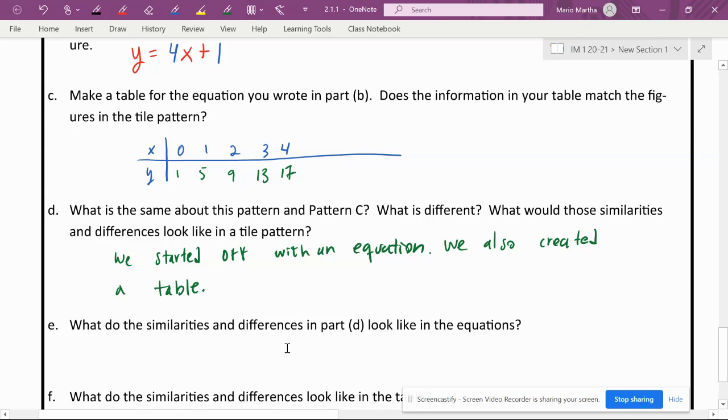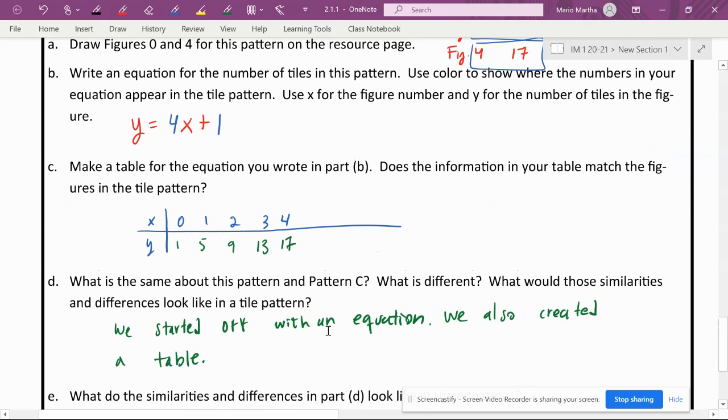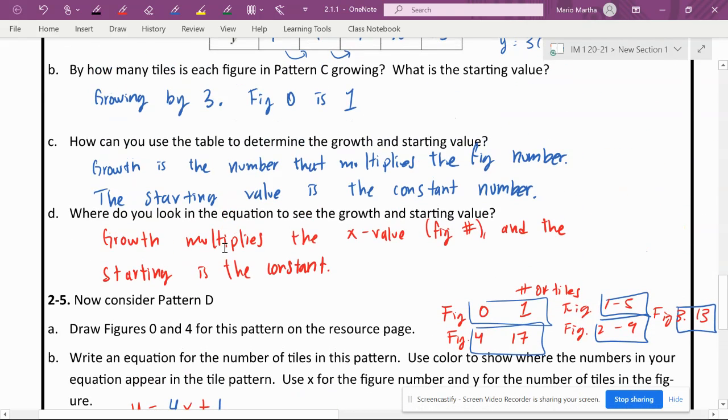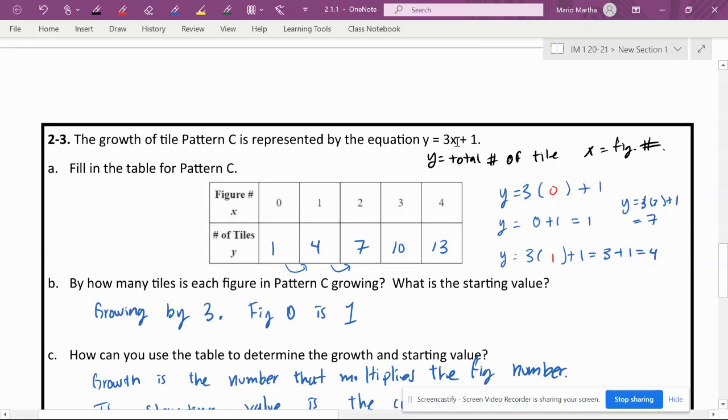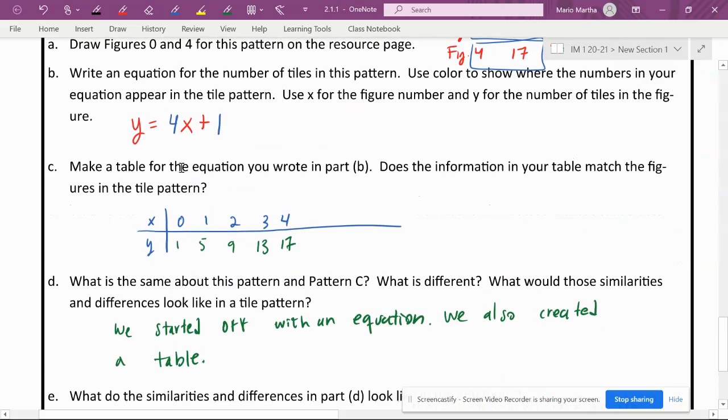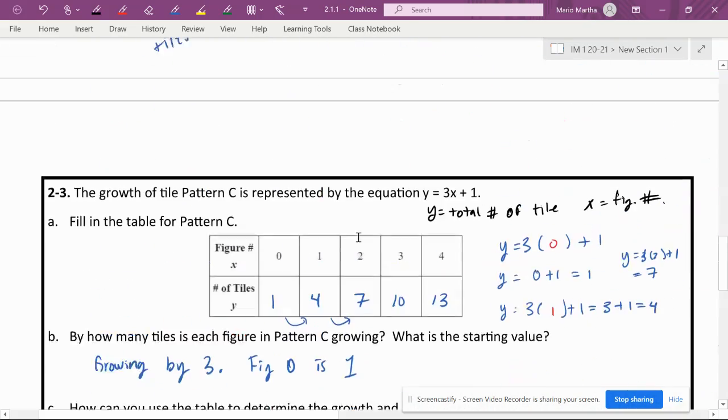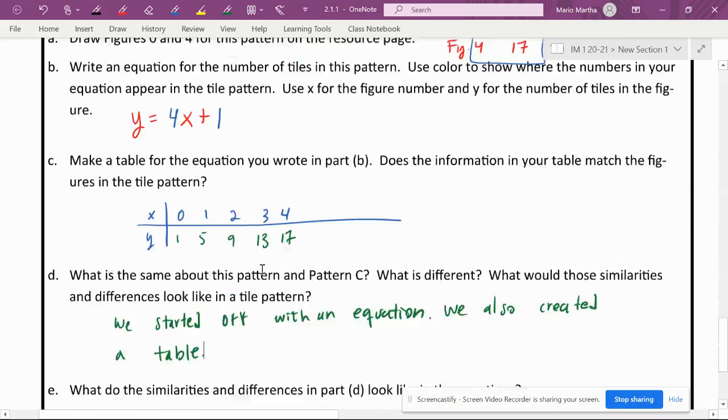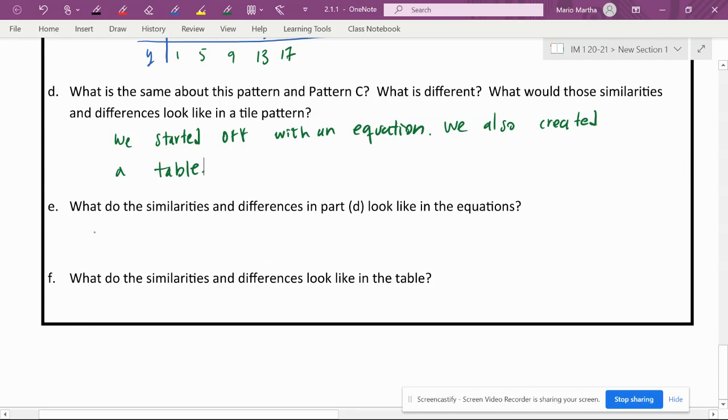So what do the similarities and differences in part D look like in the equation? So in the equation, if you notice, for this one, we had y equals 3x plus 1. For this one, we have 4x plus 1. So we have the same starting value, but a difference, right? So same starting value, but different growth value.